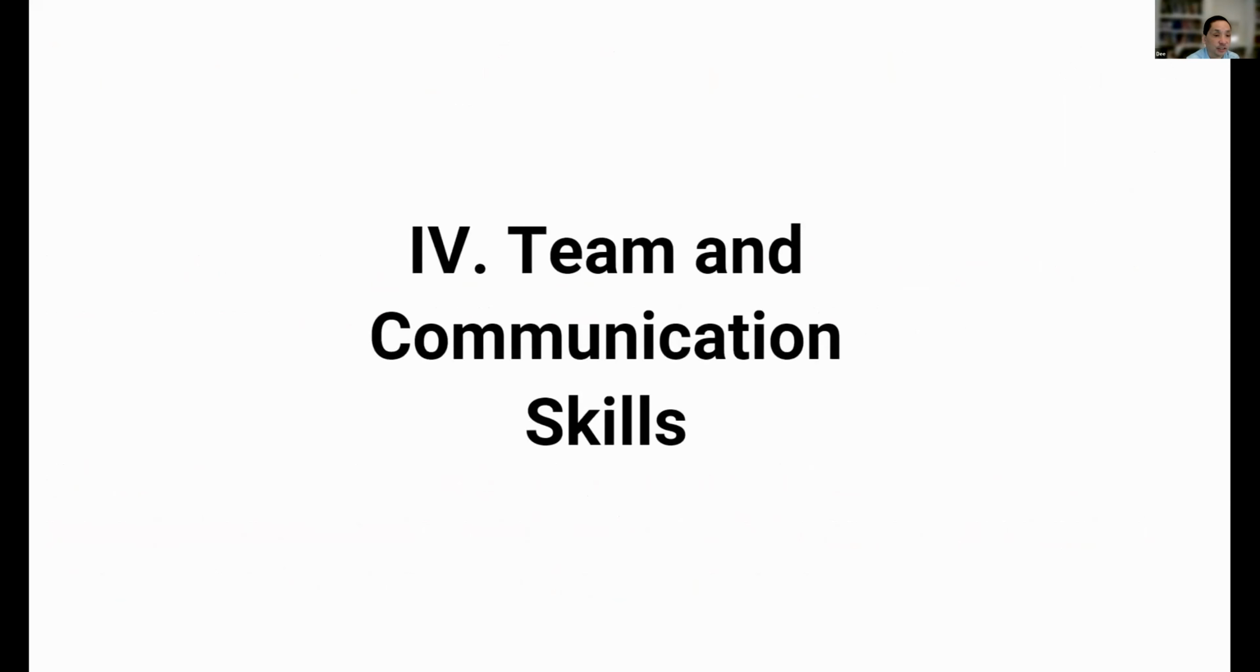Team and communication skills. This is the fourth thing identified. I worked over these slides a little bit to try to think about what is the essence? What is it that people want? So I may be wrong, and I'm very open to suggestions. I would say that you want to have a multi-dimensional team.